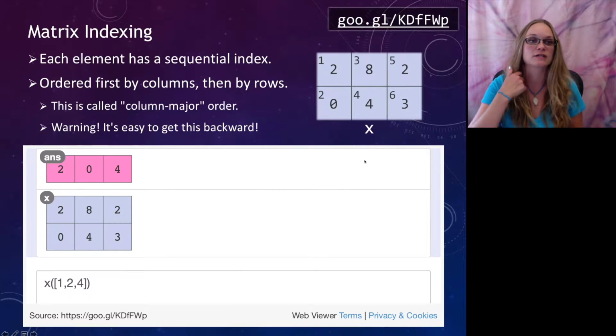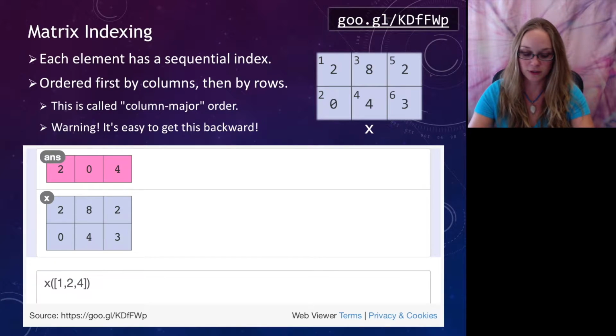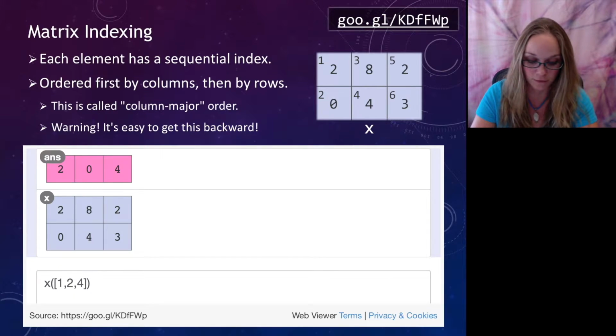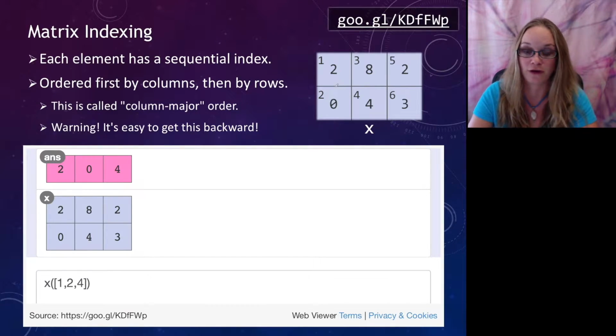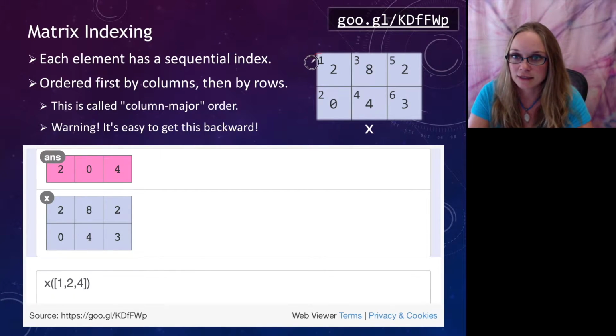Going on to matrix indexing. In a matrix, each of the elements has a sequential index, and it goes by column first. This is really easy to forget. I do it all the time, so try not to be me. All right, so here are the indices.